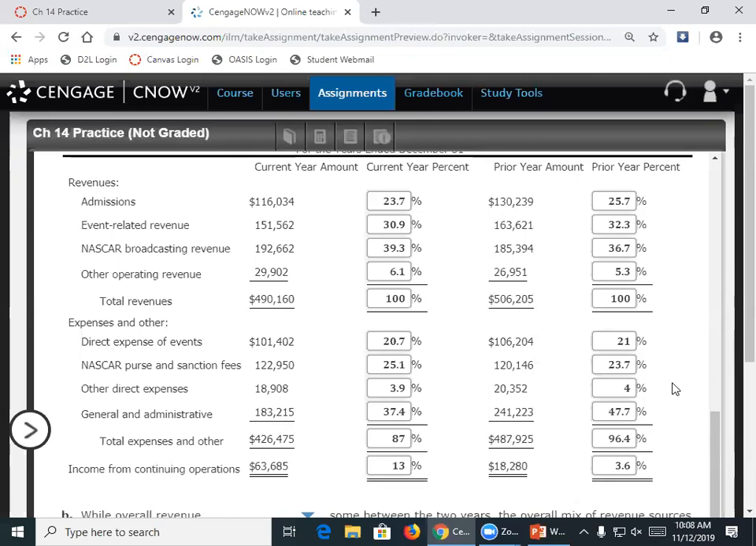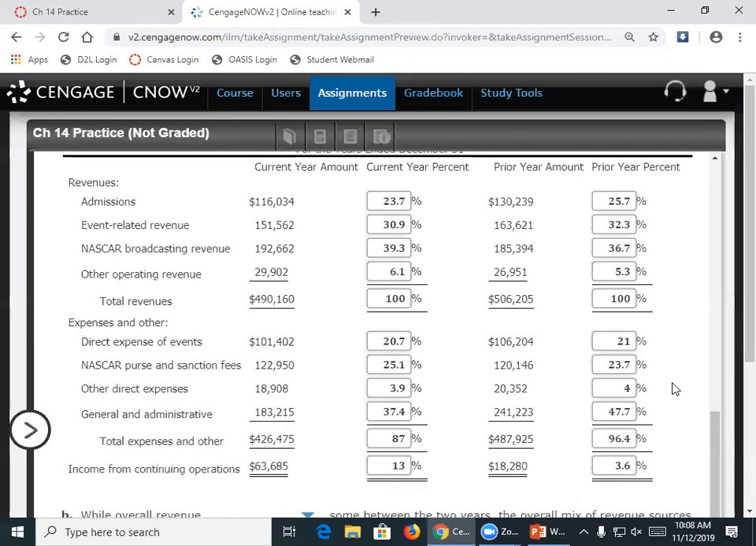So you can see why it is important to look at this information and calculate that. Because if we looked at just the change in income from operations, we wouldn't see why it changed, okay? So this, along with the comparative income statement, kind of gives us the whole picture.